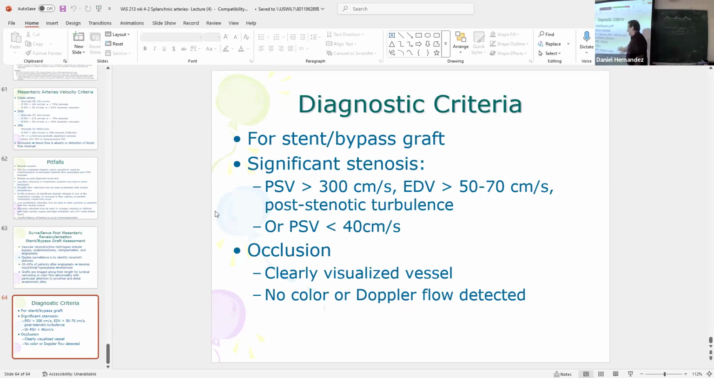Because again, that dictates what they can do. If it's occluded, you're out of luck. But if there's a little bit of flow, they can get a catheter in there, they could stent it open, balloon angioplasty, and potentially save that vessel.